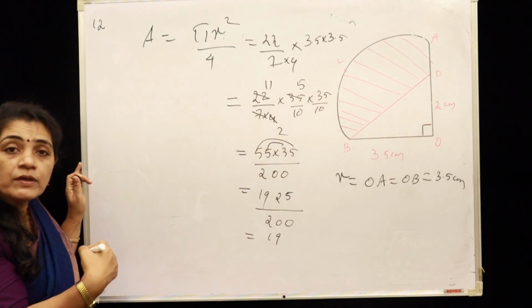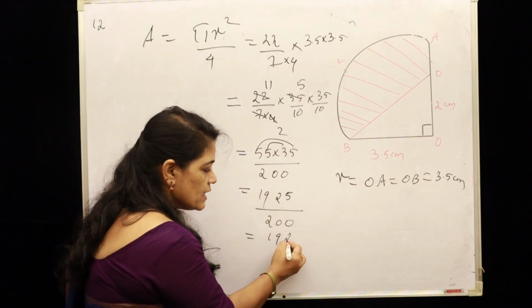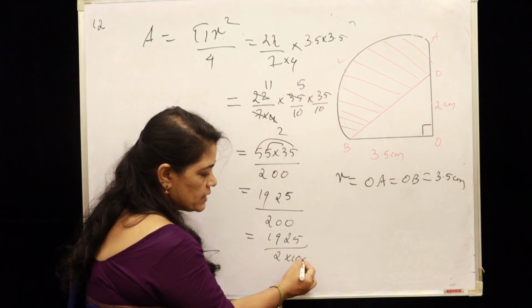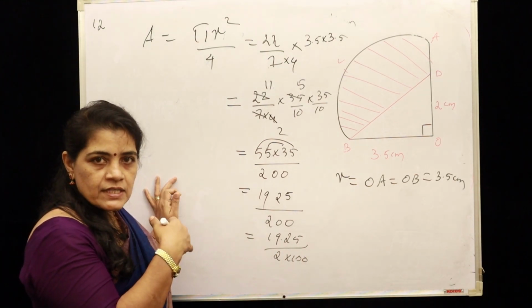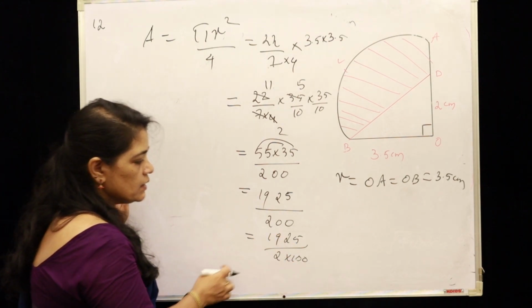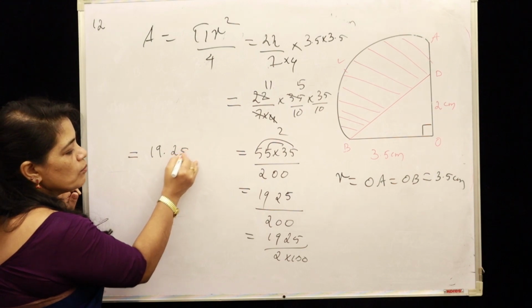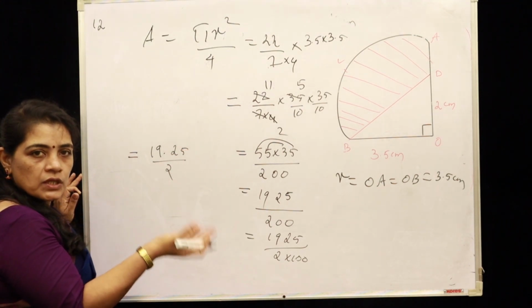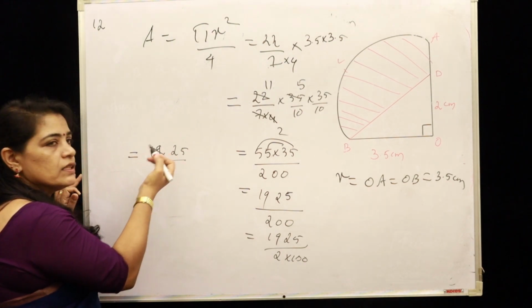Can we write like this to make our calculation easy? My aim is to make your calculation so easy. Let us see how this can be easily done. 2 into 100, right? So 2 decimal places should be shifted to the left side in order to divide with this. So can we write like this? 19.25 by 2. We divided with the 100, so 2 decimal places, so 19 point. Then you divide with the 2.